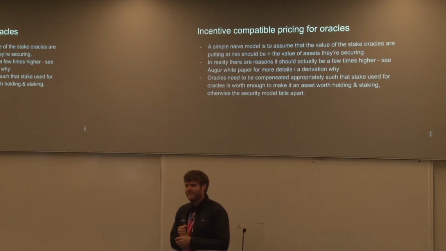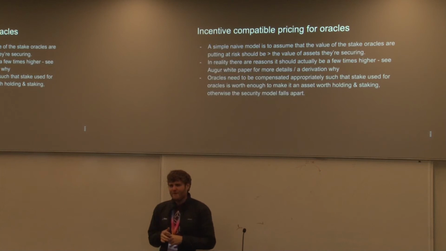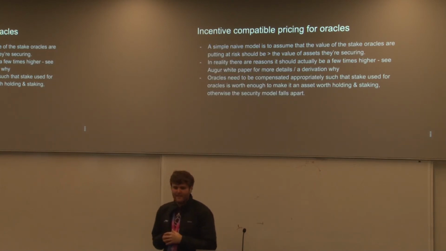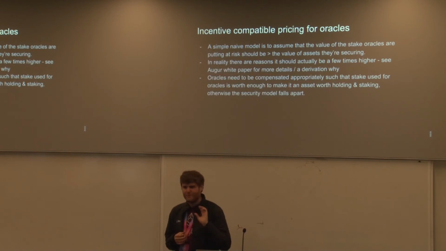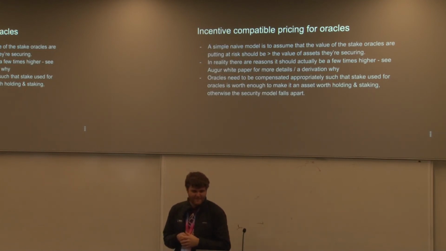Things like the parasite problem: people can use your oracle and you can be unaware that they're even using it. There are also a few other math reasons why it ends up being a few times higher, even outside of the parasite problem. But it's too lengthy to describe here. It would take like 15 minutes. If you're curious, the Augur white paper goes over this in one of the appendix sections.